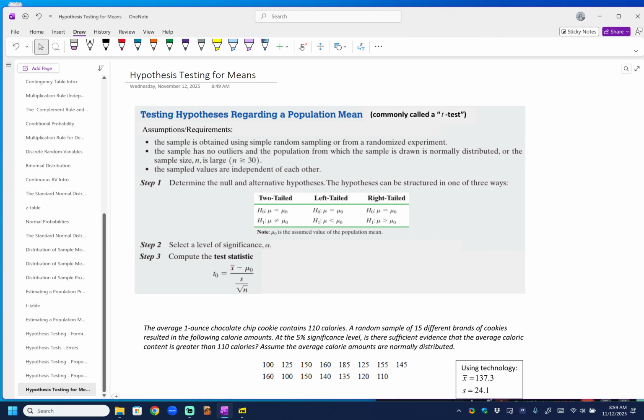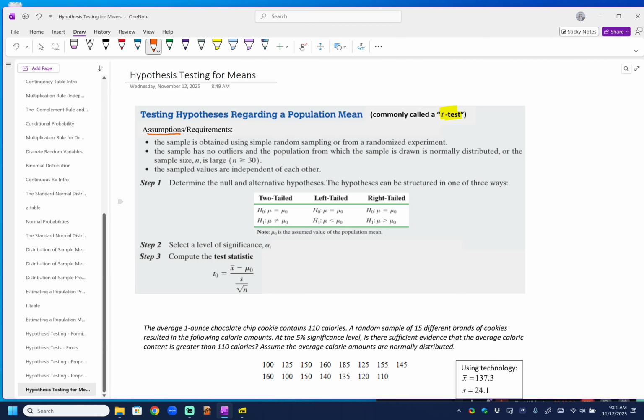Similar to when we had to estimate a population mean using a confidence interval, we utilized the t distribution rather than the standard normal z distribution. We're going to be doing the same thing here. So therefore, we specifically call hypothesis testing for means a t-test. Let's begin with our assumptions.